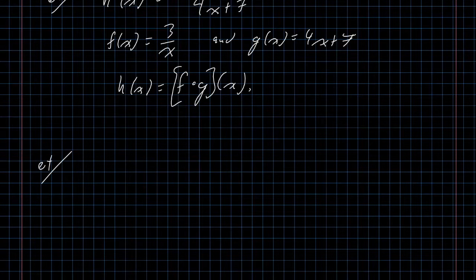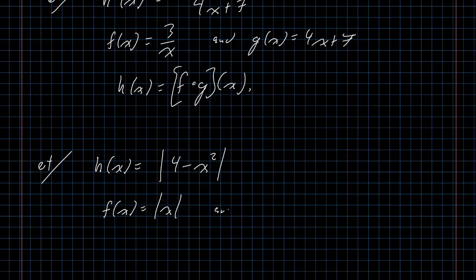All right, one more to look at. h of x is the absolute value of 4 minus x squared. Compared to the ones that we were just looking at, this one is fairly straightforward. But we can decompose this as f of x equals the absolute value of x, and g of x is 4 minus x squared. That's not too tricky.